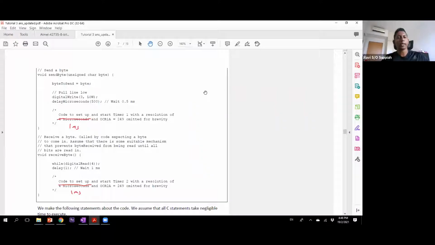Over here you can also see the code, where send byte and receive byte are. There is a typo here. This is supposed to be 1 millisecond. So there will be an interrupt generated every 1 millisecond over here.